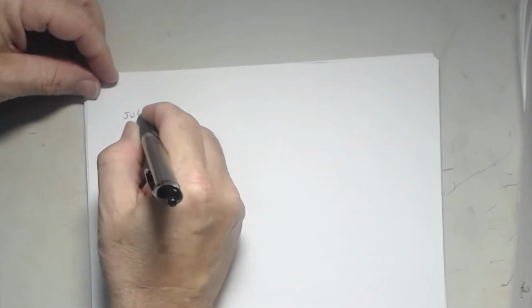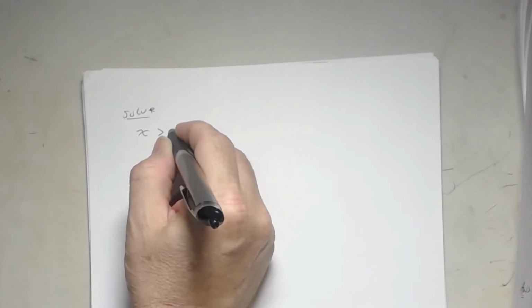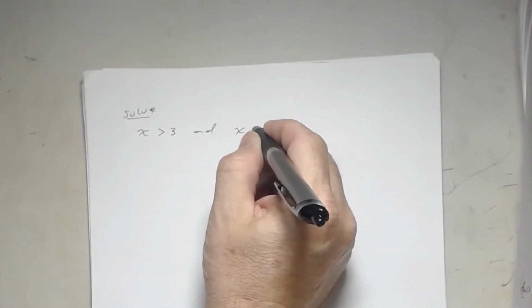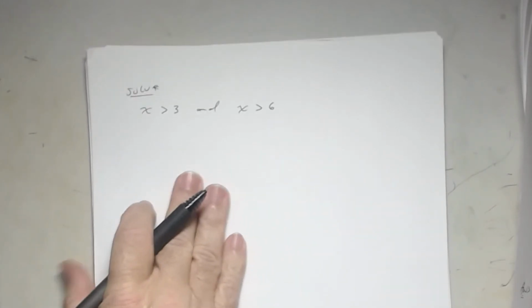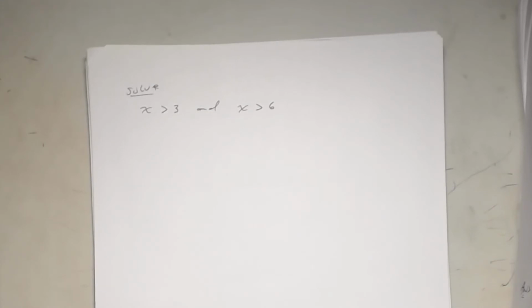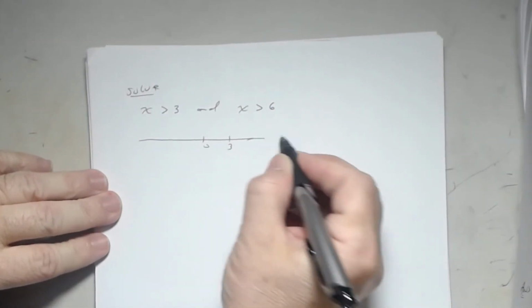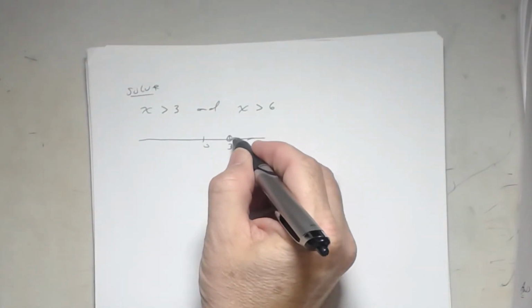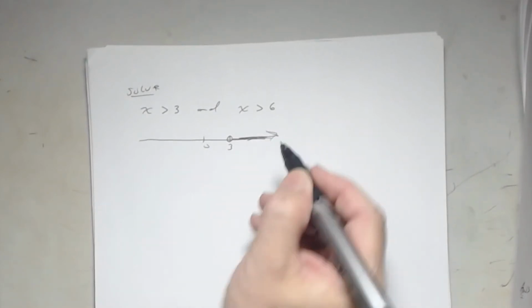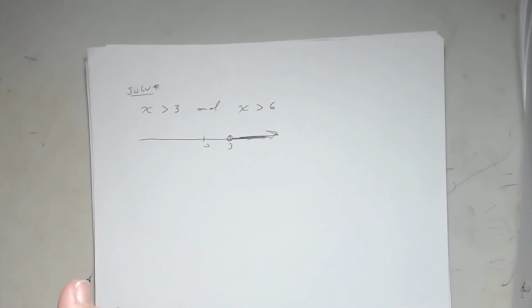All right, now let's look at this one. Suppose we had this. So listen carefully. Let's solve: x is greater than 3 and x is greater than 6. What would you do first? Graph each one separately. So let's graph the first one. Here's 0, here's 3. On 3, what do I put? Going which way? To the right. Now remember, what I graphed were only the solutions to which inequality? The first one.